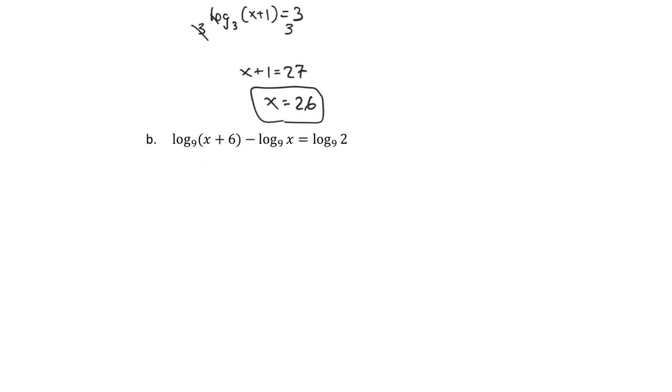For part B, it's a problem when you have two logarithms on the same side of the equation. So we need to condense these into one logarithm. So this is going to be the quotient rule. Since there's a minus sign, this is log base 9 of x plus 6 over x equals log base 9 of 2.